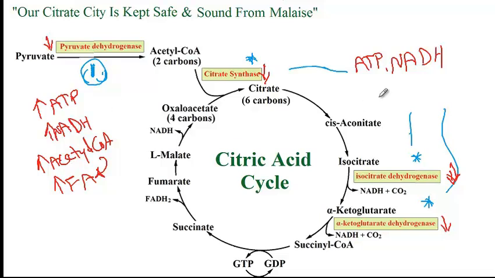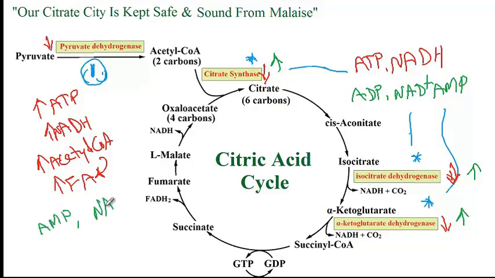And then on the other hand, if we have high concentration of ADP, NAD+, or AMP, then it means that we don't have enough energy, so the rate of these reactions will increase in order for the citric acid cycle to produce more energy. Same for pyruvate dehydrogenase. If you have AMP or NAD+, or high concentration of coenzyme A that needs to be converted into acetyl coenzyme A, then the rate of the pyruvate dehydrogenase will increase.